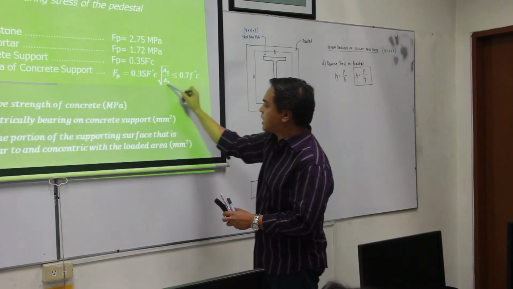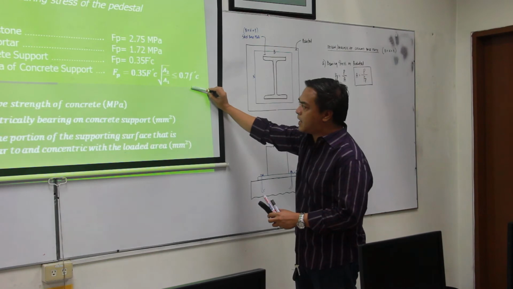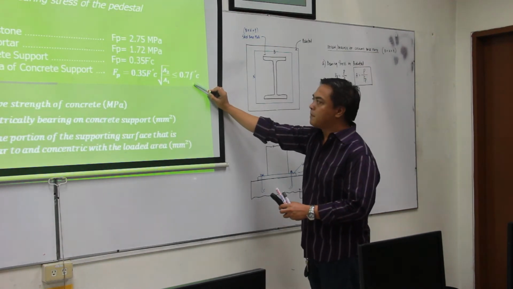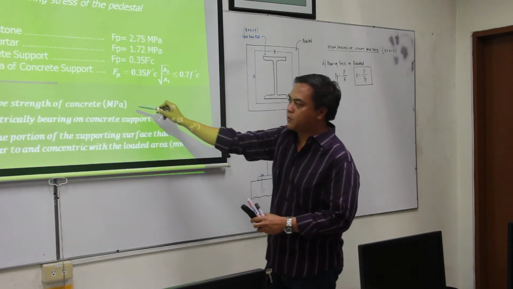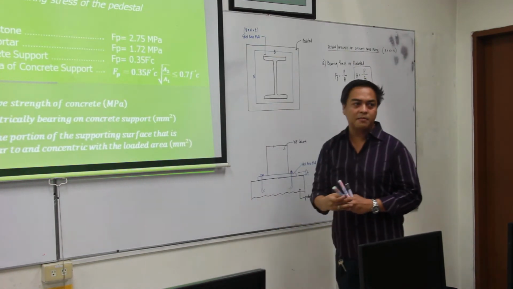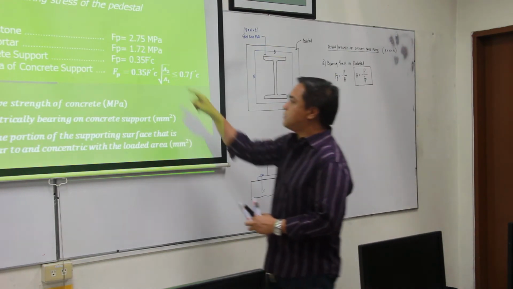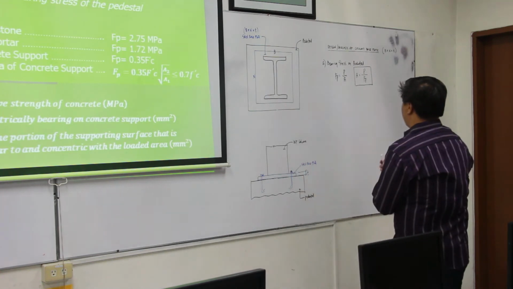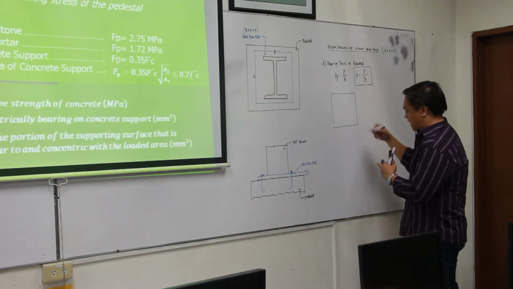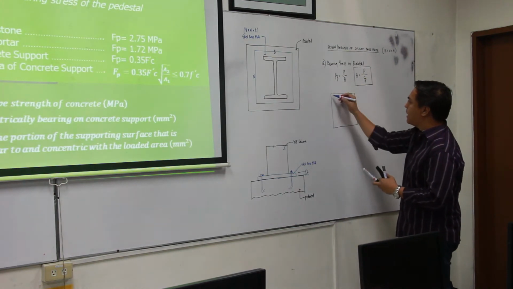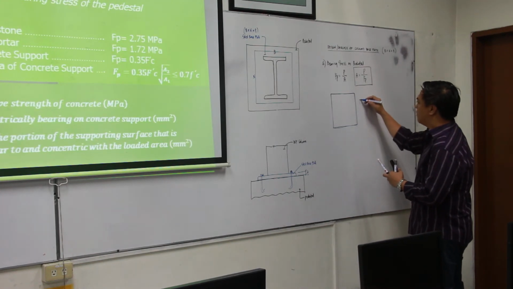Upon computing for this capital FP, we have to check it with the limit set by the code that it should be less than or equal to 0.7 of FC prime. Take note that FC prime, as we all know, is the 28-day compressive strength of concrete. This may be possible if this would be the pedestal and the area of the base plate coincides with the area of the pedestal. So this means full area.